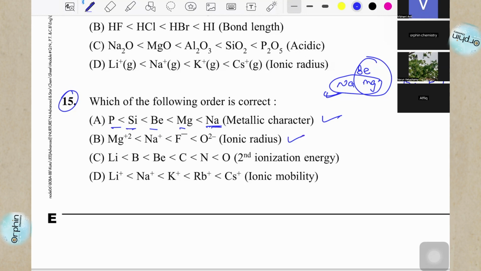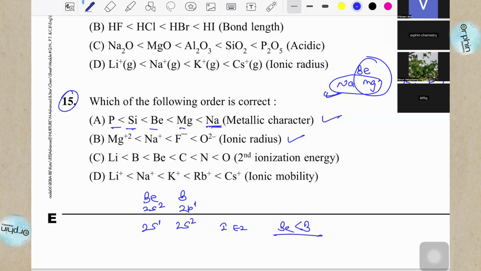A, B. Now for C, second ionization energy. If you remember, beryllium was having more than boron in first IE. Beryllium is 2s2, boron is 2p1. So beryllium is having more IE1 than boron. But if we compare IE2, it will become 2s1 for beryllium and 2s2 for boron. So IE2 is more for boron than beryllium. Right? So this is wrong.